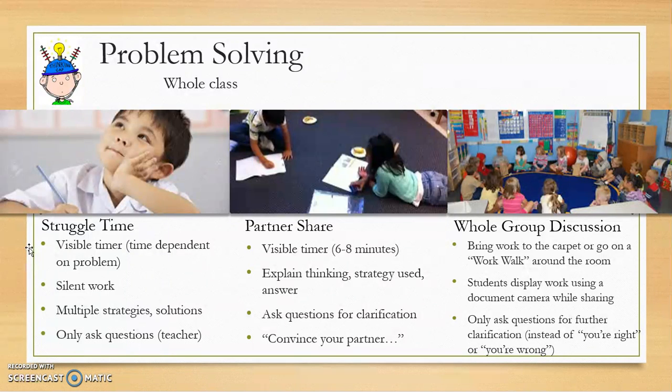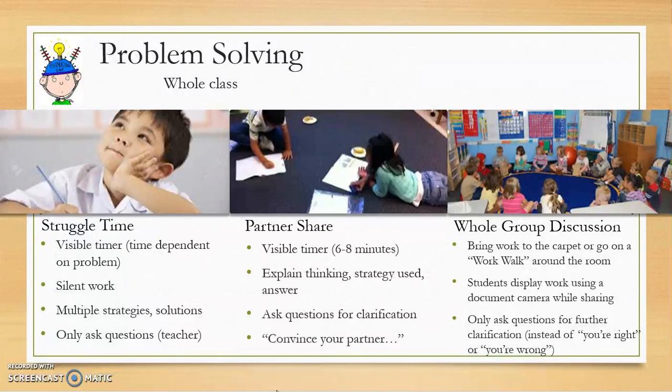After their struggle time was over, we moved into a partner share. During the partner share time, again, I had that visible timer so they could divide that time evenly between both of them. It was a time when they were explaining their thinking, describing the strategy that they used, sharing what their answer was. It just kind of depended. Each day I would ask them to use partner share for a different purpose. I would again be asking questions to clarify during this time.